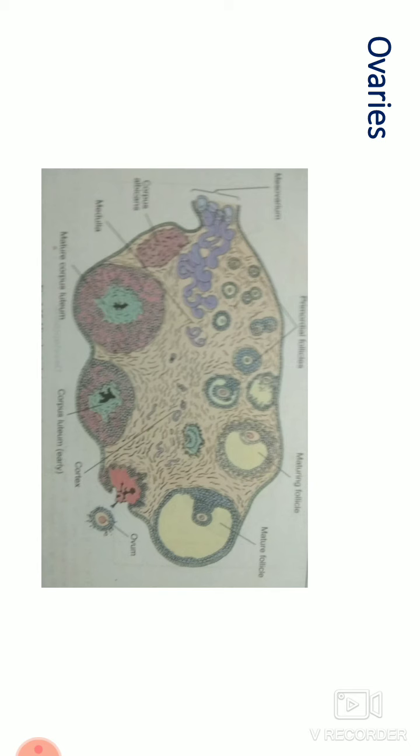Next the ovary. Ovary is a paired structure and its functions are germ cell maturation, storage, release, and release of hormones. And you can see, we have discussed the ovaries and their parts already, the cortical layer and the medullary layer.